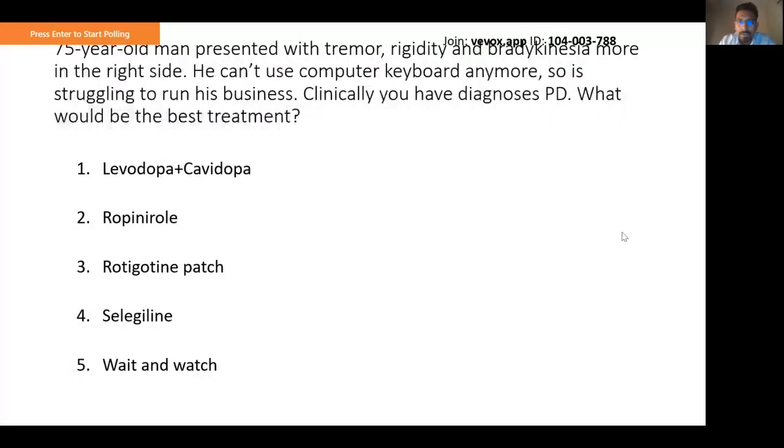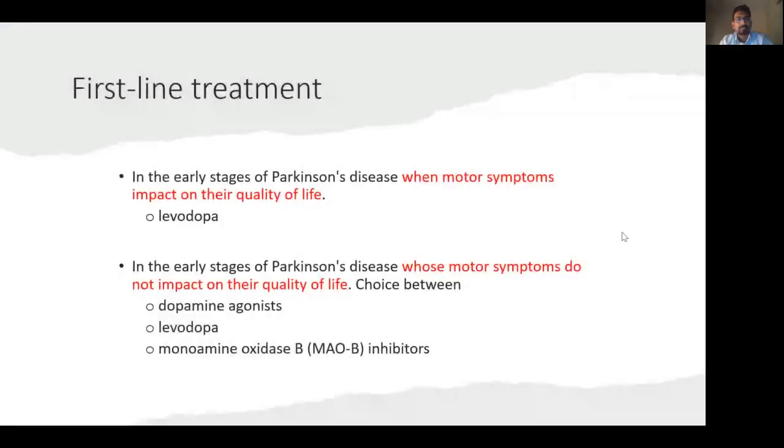That is fine. So the question is, what's the best treatment we should start here? The answer is levodopa, carbidopa should be the first thing. The explanation lies in the NICE guideline. The NICE guideline 2017 says, when motor symptoms impact quality of life, levodopa should be started. And when we have the diagnosis but activity of daily living or quality of life is not compromised yet, we have three options: dopamine agonist, levodopa, and MAO-B inhibitor.